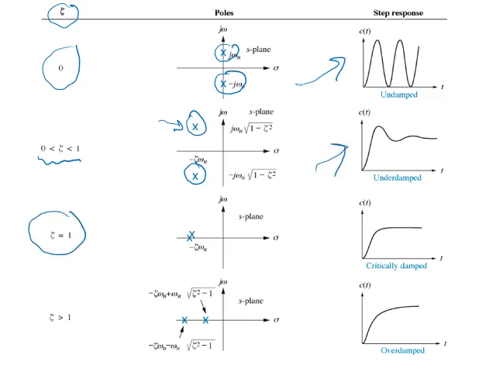When zeta equals 1, it's critically damped, because that means we are going to have the two poles in the same location, and the response is going to look like this. When zeta is greater than 1, it means the two poles are located on the real axis, and its response has this shape.